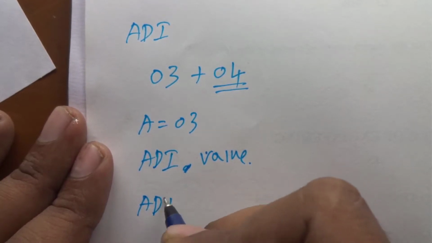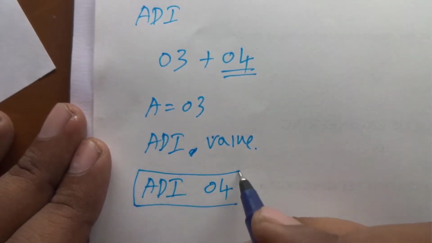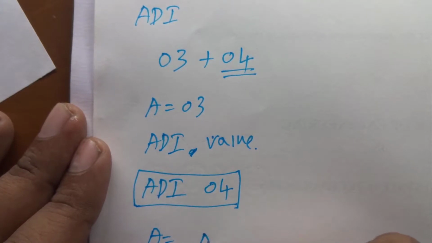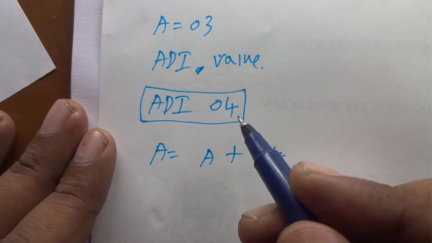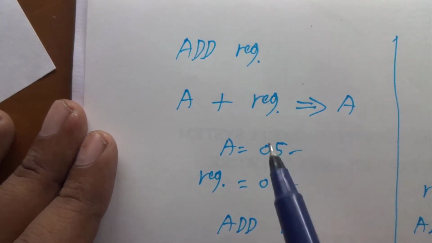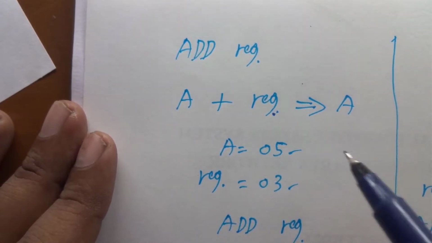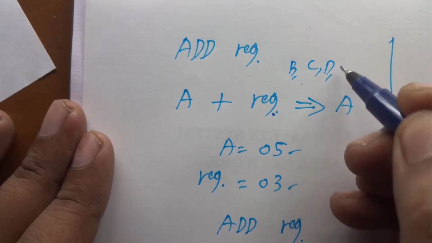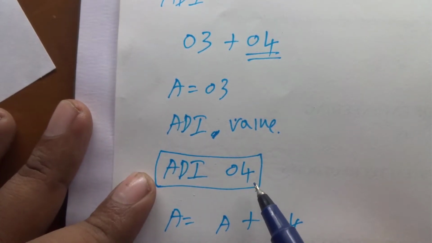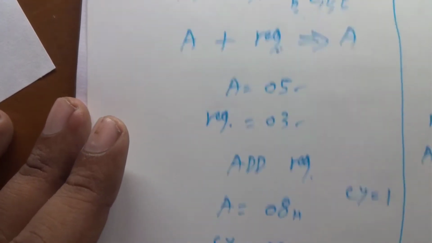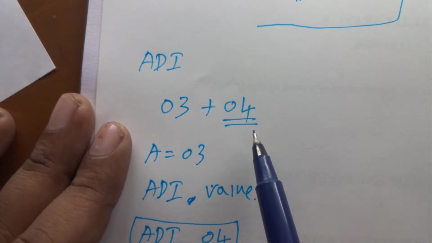So your instruction looks like ADI, add immediate, with 04. When you execute this instruction, your accumulator is equal to accumulator plus 04. Now you are specifying the value directly in the instruction, not through any register like before. In the ADD instruction you have to give the other operand from another register like B register, C register, D register, E register. In the add immediate instruction, you can directly specify the value in the instruction itself. The other operation is the same; just the register is replaced by the value indicated directly in your instruction.